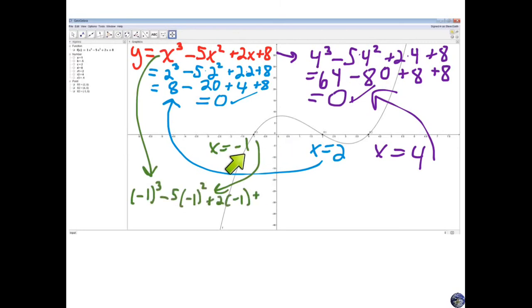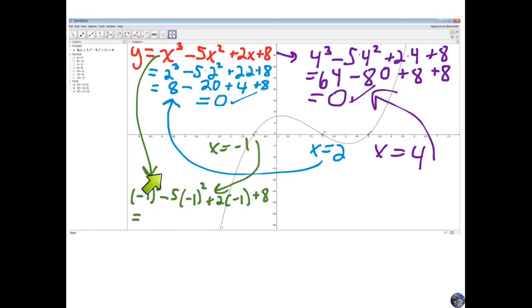And lastly, let's check the third one. We got x equals -1. This one's a little tricky. You got to watch your signs here, your plus and minus. So we've got a -1 cubed, always the same function right here. -1 cubed minus 5 times -1 squared plus 2 times -1 plus 8.